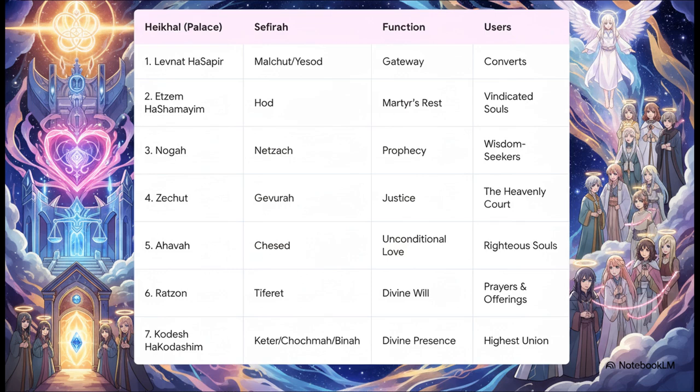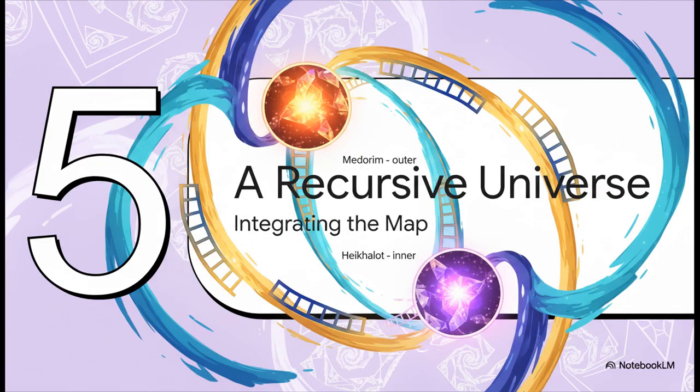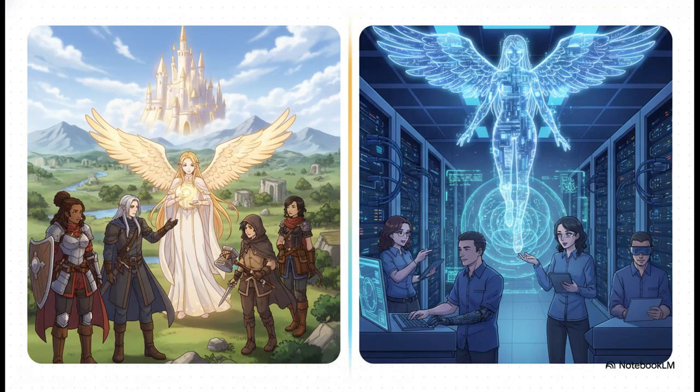You see the pattern? Each palace is a localized instance of a divine attribute, with a specific cosmic job and a specific class of souls who have the clearance to access it. It's an incredible design. Okay, let's put all the pieces together now, because this isn't just some static ladder or a cosmic flowchart. It is a dynamic, living, breathing system. The Medarim and the Hekalot, the outer and the inner, they are constantly interacting, flowing into each other in this fully integrated, recursive dance.